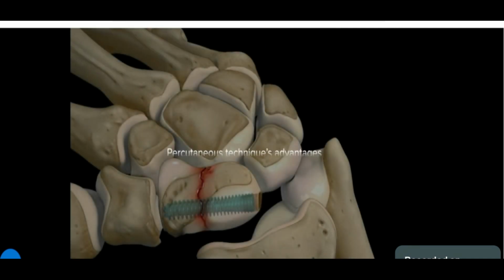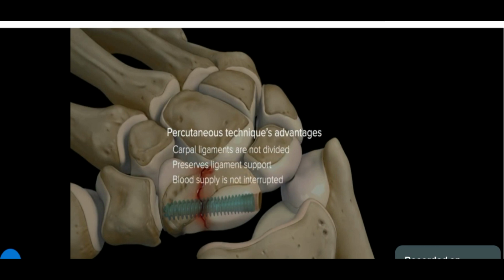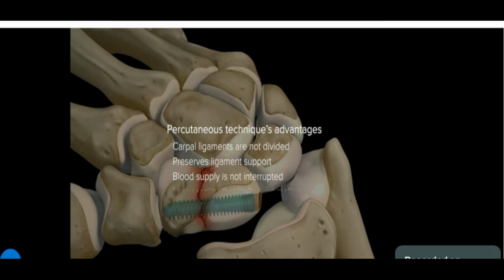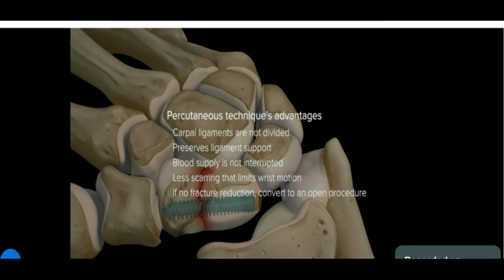The percutaneous technique's advantages are that the carpal ligaments are not divided, preserving the ligament support of the wrist. The blood supply to the scaphoid is not interrupted, and there is less scarring that can limit wrist motion. Though if fracture reduction cannot be verified, convert to an open procedure.